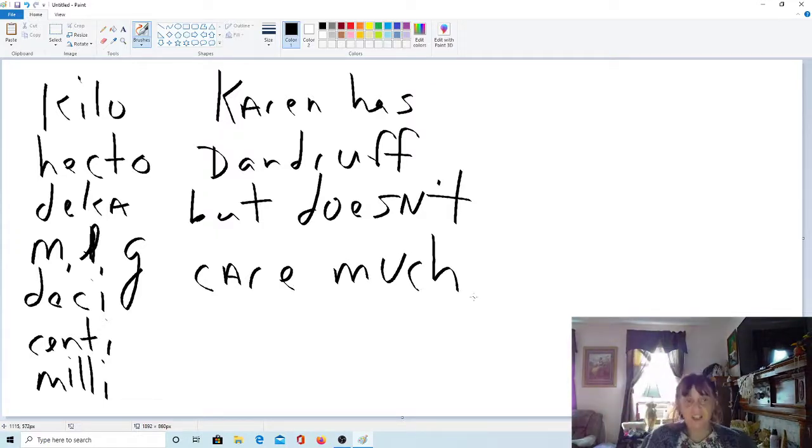Okay, kilo, hecto, deca, then your meter, liter, gram, deci, centi, and milli. When you go up that ladder, for every unit you go up, you divide by a power of 10. So if you want to change from milliliters to centiliters, you divide by 10. If you change from milliliters to liters, divide by 1,000. If you want to change from milliliters to kiloliters, you divide by a million.